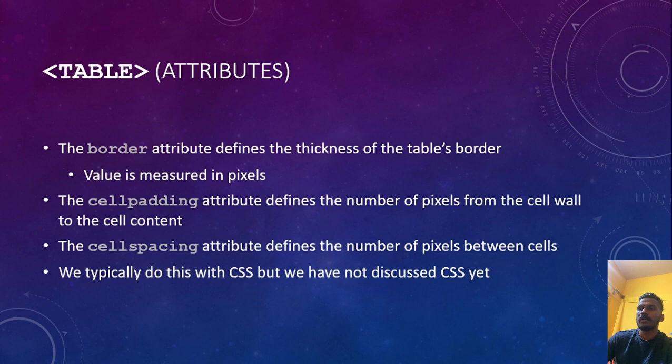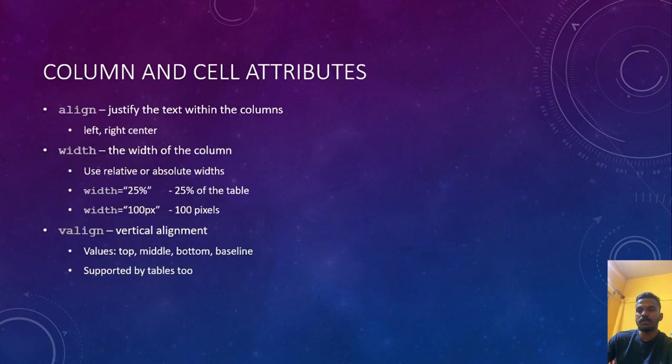Column and cell attributes. Align justifies the text within the columns; we can align it left, right, as well as center. Another attribute is width. The width of the column can be set using relative or absolute width. Width can be set to 25%, so it will take 25% of the table's width and give it to the particular cell. If the width is 100 pixels, it is just 100 pixels.